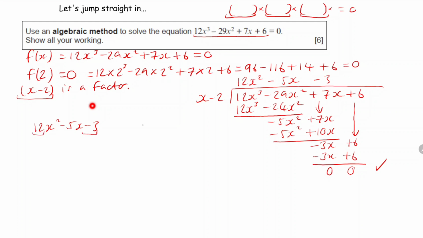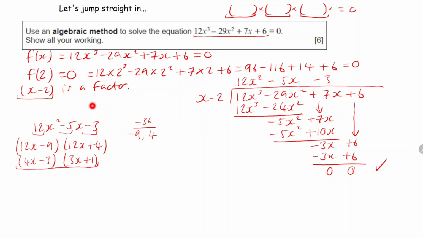Now we will multiply the 12 by the minus 3, which gives us minus 36. We're going to find factor pairs of minus 36 which add together to give you the minus 5, which is going to be minus 9 and plus 4. Then we can write 12x minus 9, 12x plus 4, and then simplify both these brackets with a common factor. 3 goes into both of these, so we end up with 4x minus 3, and then 4 goes into both of these, which is 3x plus 1. So what we've done now is we've factorized the quadratic as well.